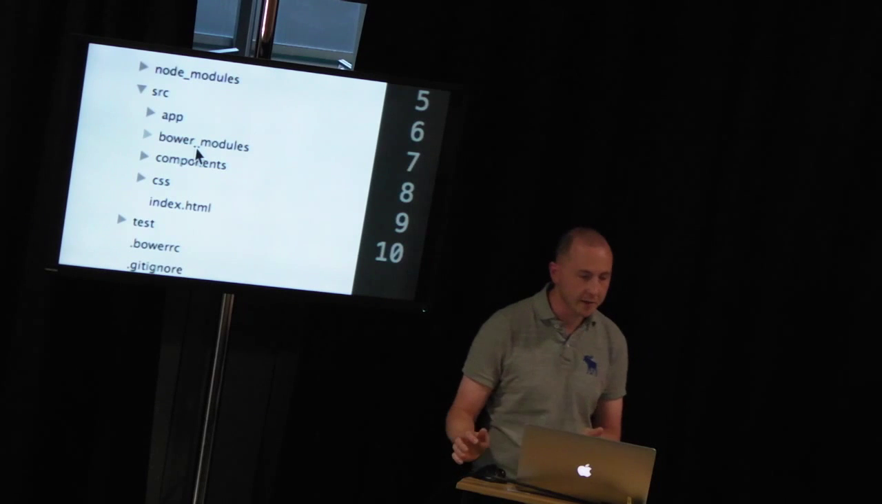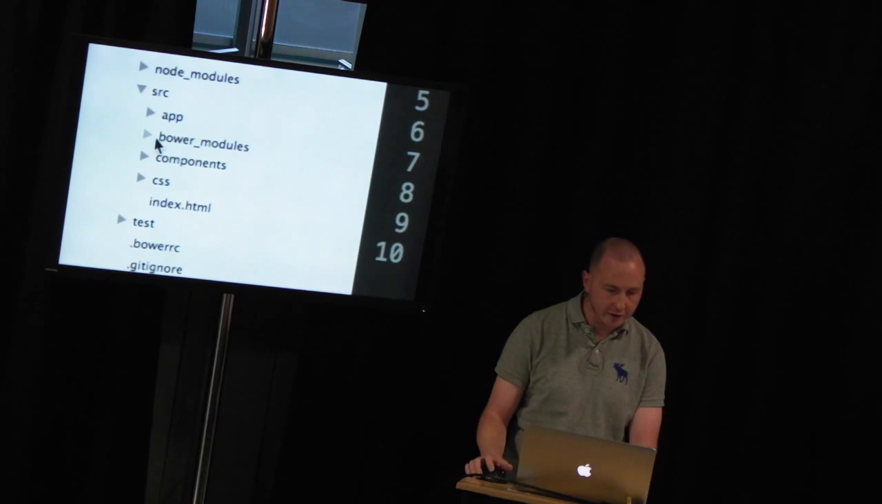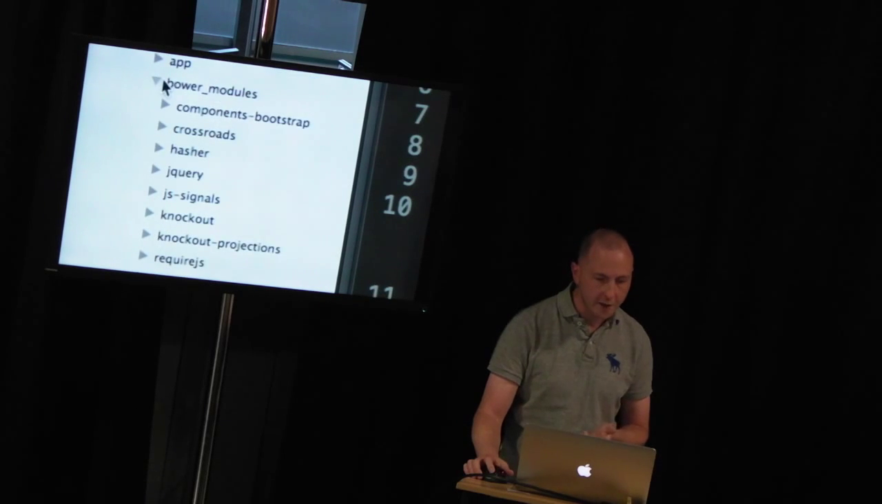Oh, it's a decent number. It's like more than a third, maybe nearly half. Okay. Bower is a package manager for JavaScript. So this has been used to set up, to install dependencies like jQuery, Knockout, Require.js, and so on. So they're all in there.